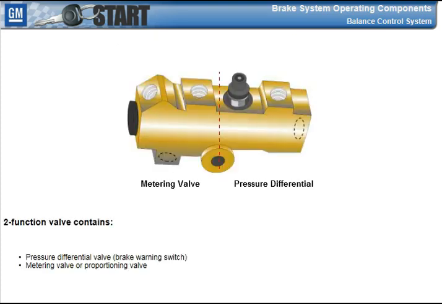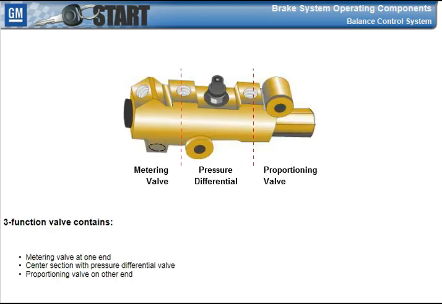A two-function valve contains a pressure differential valve, also called a brake warning switch, as well as either a metering valve or a proportioning valve. In a three-function valve, there's a metering valve at one end, while the center section has the pressure differential valve and the other end has the proportioning valve.